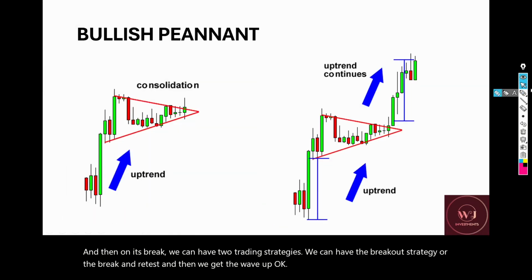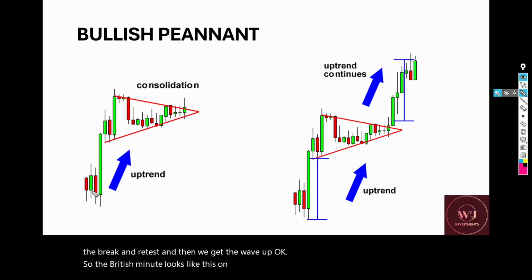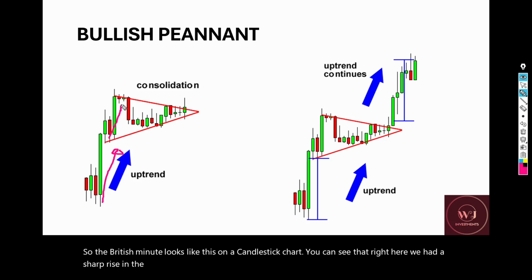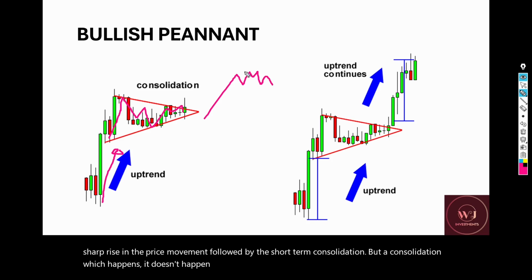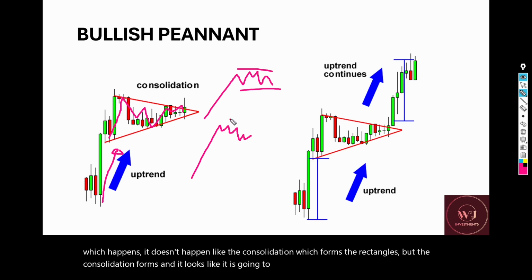So the bullish pennant looks like this on a candlestick chart. You can see that right here we had a sharp rise in the price movement, followed by this short-term consolidation. But the consolidation doesn't happen like the consolidation which forms the rectangles. Instead, the consolidation forms and looks like it is going to reverse the market. So that's why we get these slanting trend lines.